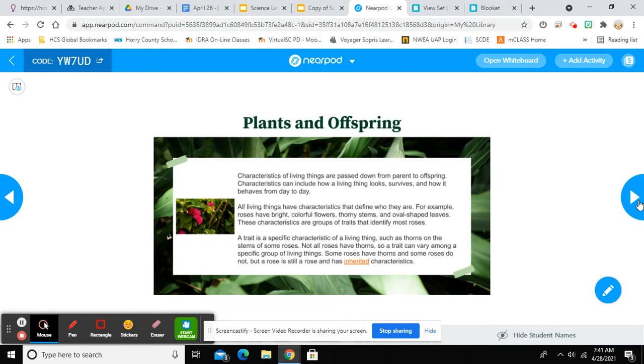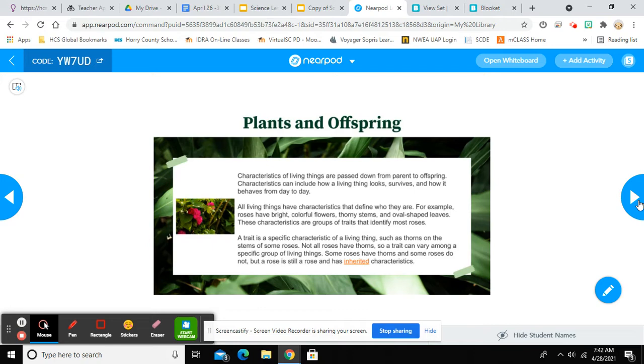For example, roses have bright, colorful flowers, thorny stems, and oval shaped leaves. These characteristics are groups of traits that identify most roses. A trait is a specific characteristic of a living thing, such as thorns on the stems of some roses. Not all roses have thorns, so a trait can vary among a specific group of living things. Some roses have thorns and some roses do not, but a rose is still a rose and has inherited characteristics.